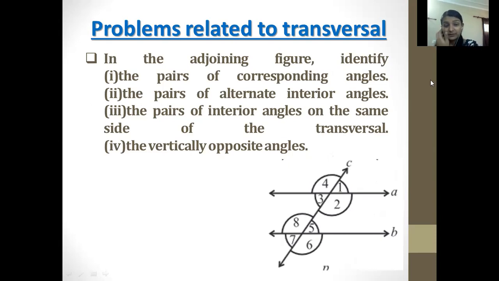They also have asked that in the adjoining figures, identify the pairs of corresponding angles. Now they have given the question alternatively. This is for checking again. What are the pairs of corresponding angles? Now you would be answering it. You have to write all the pairs which are making corresponding angles. Yes. Let me solve it with you for better understanding.